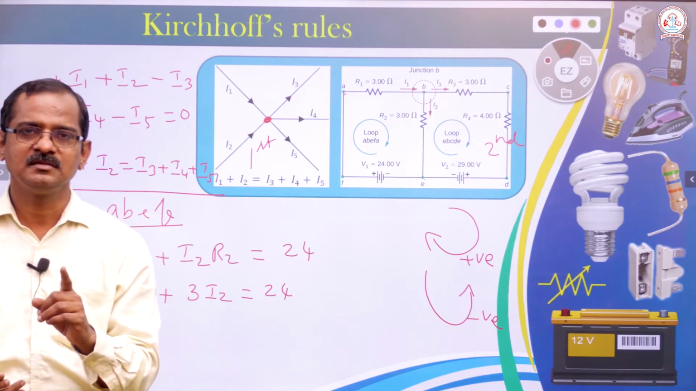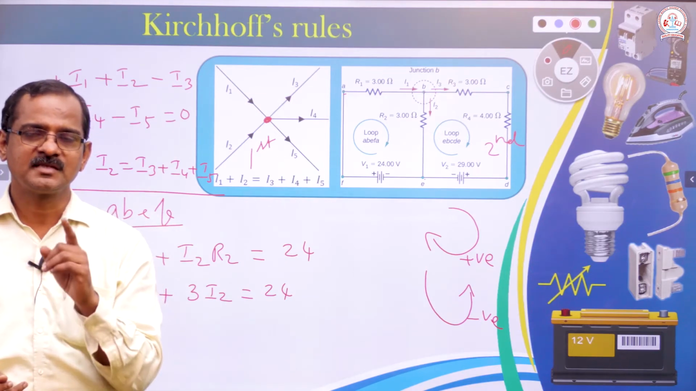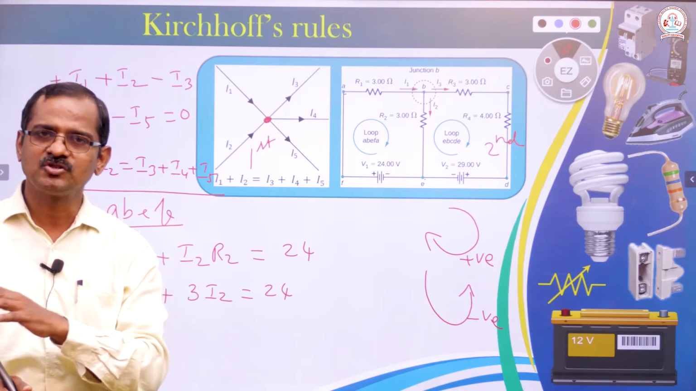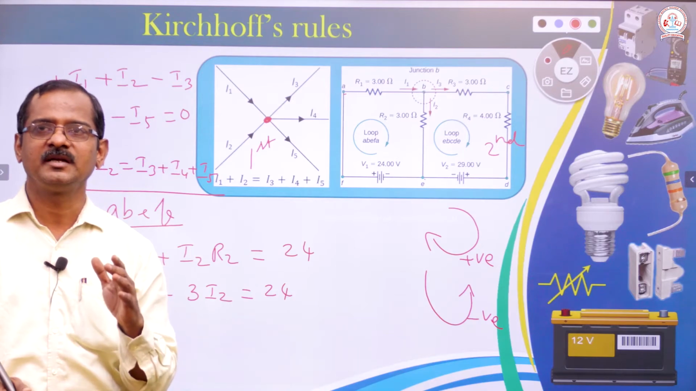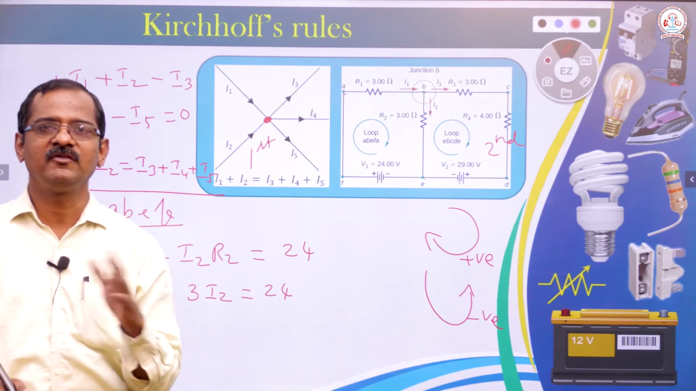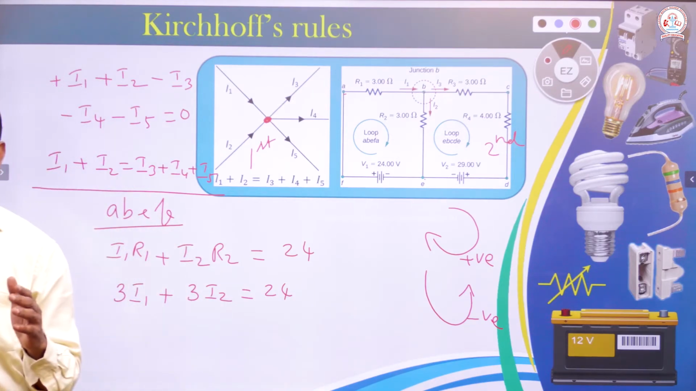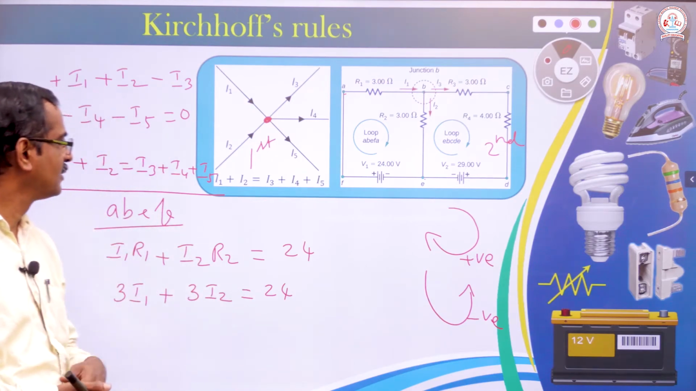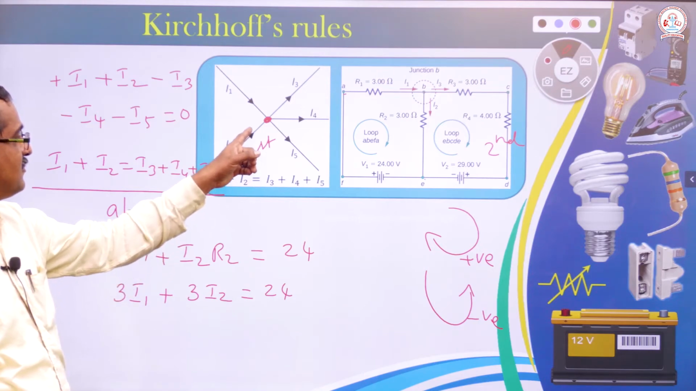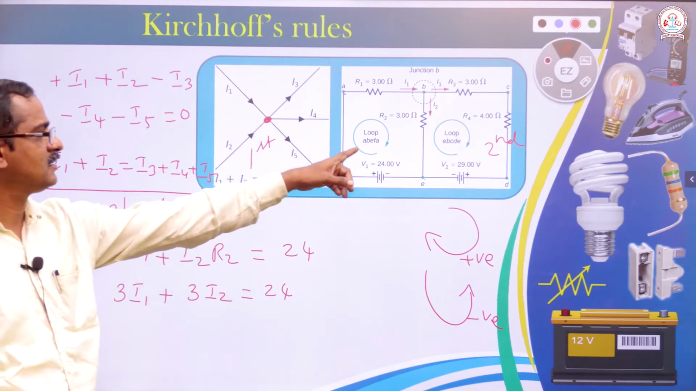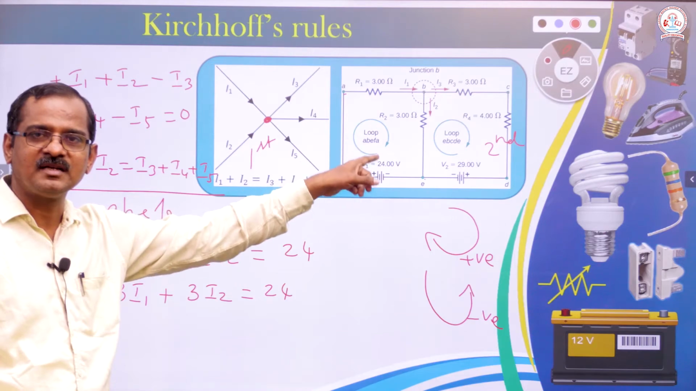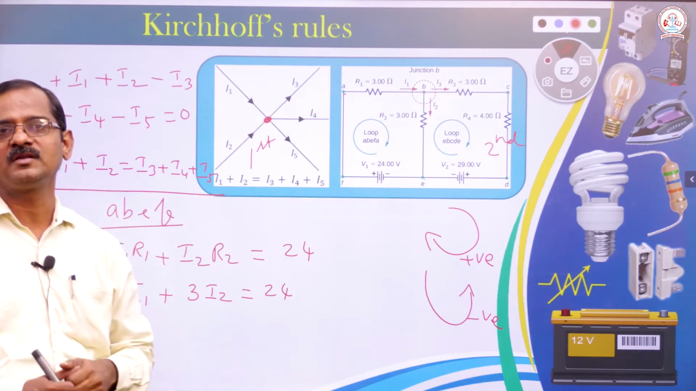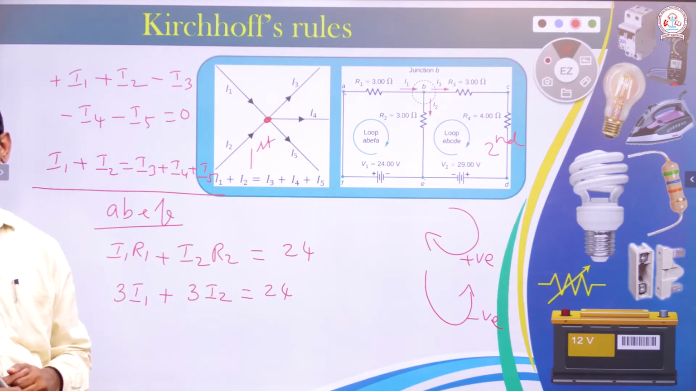Kirchhoff's first rule is: the algebraic sum of current meeting at a junction is 0. It means that if the current is flowing towards the junction, you take it as positive. If current is flowing away from the junction, take it as negative. Algebraic sum of current meeting at a junction is 0. Here, the algebraic sum of product of current and resistance in a closed circuit is equal to the algebraic sum of EMF of the closed circuit.